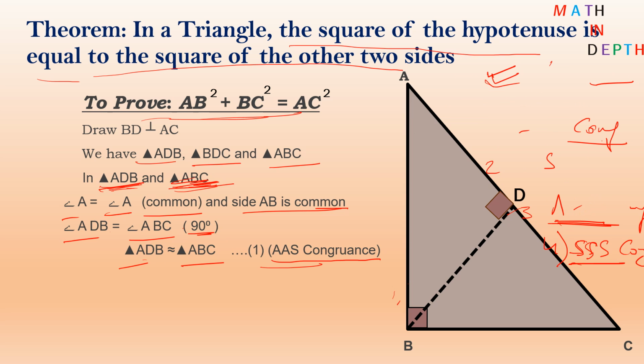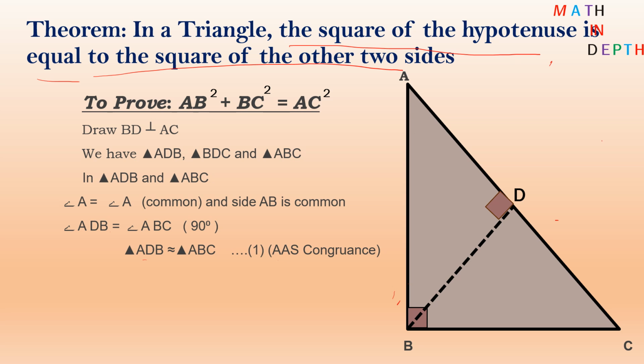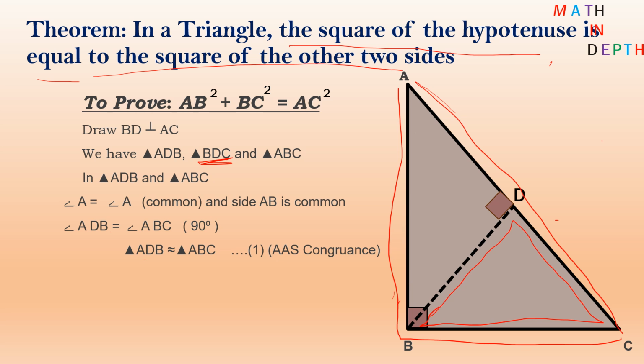Now we had three triangles here, and we have taken only two triangles and proved that these two triangles are similar to each other. Now again we will take another two triangles. Which are the other two triangles? The other triangle is this one, BDC. This is BDC. And the original triangle is this one, ABC.